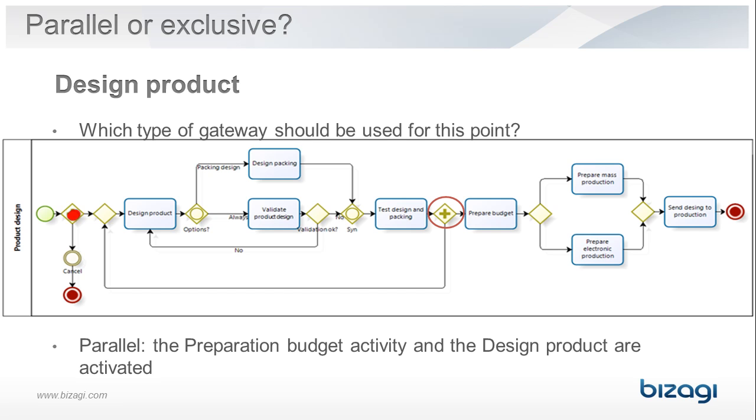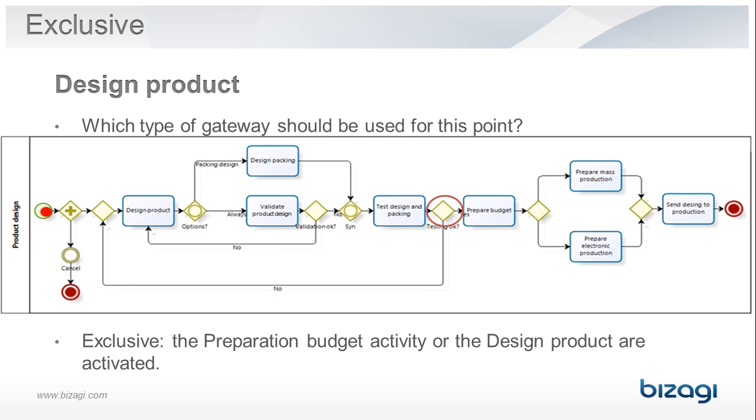Now, consider if the test is OK, the budget can be prepared. See the simulation using a parallel gateway. In this case, both the preparation budget activity and the design product are activated. However, only one of these activities should be enabled. See the simulation using an exclusive gateway. This is the logic of the business situation.